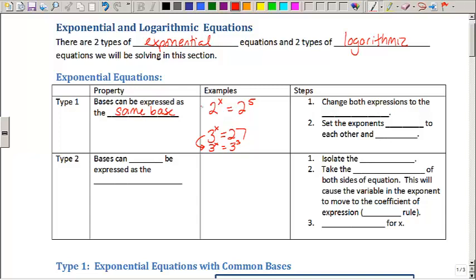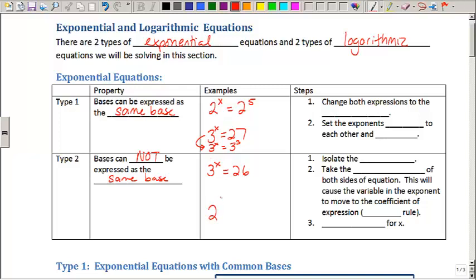Type 2 would be where the bases cannot be expressed as the same base. For example, 3 to the x equals 26. Instead of 27, I use 26. We know 27 is 3 cubed, but 26 is not a power of 3. So I can't rewrite 26 as the same base as the other side of the equation. So therefore this is of type 2.